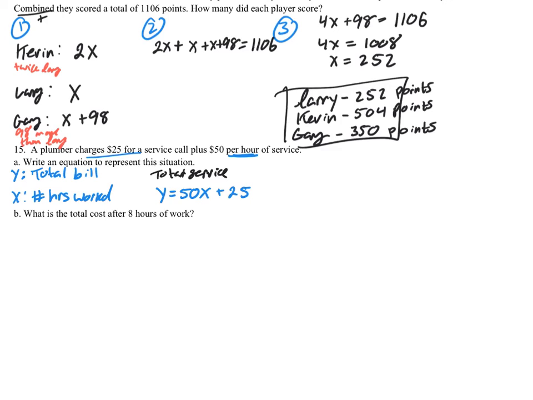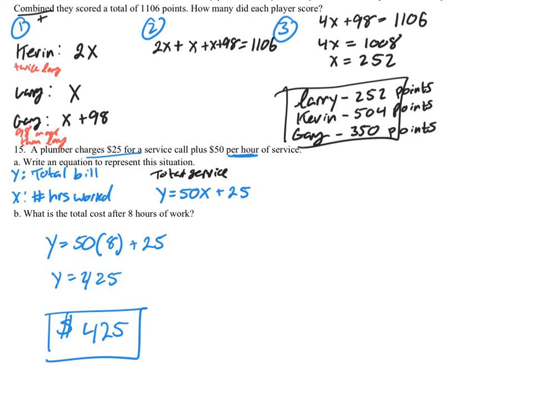So now it asks, what's the total cost after 8 hours of work? Okay, so we have total cost is equal to 50 times the number of hours worked, which in this case is 8, plus that one-time, hey, I'm going to show up at your house fee that the plumber charges. We're just going to go ahead and throw that into our calculator. We're going to find that y equals 425, which means our answer is going to cost $425. So again, make sure you have those units right there on your answer.